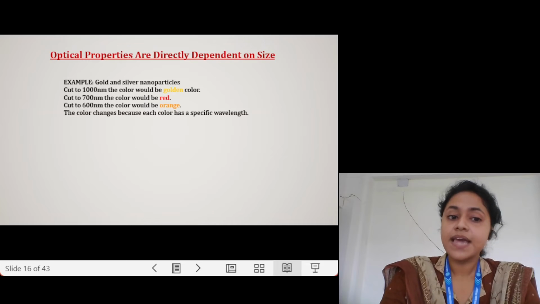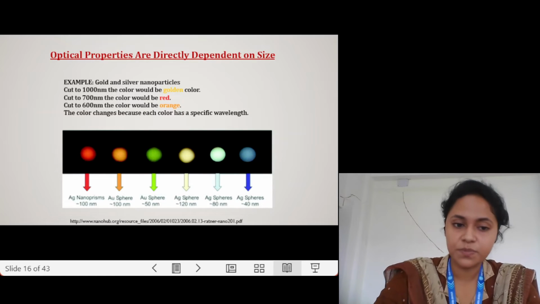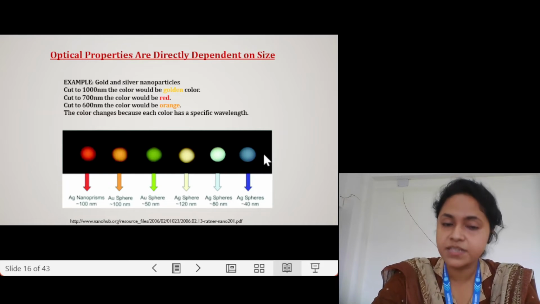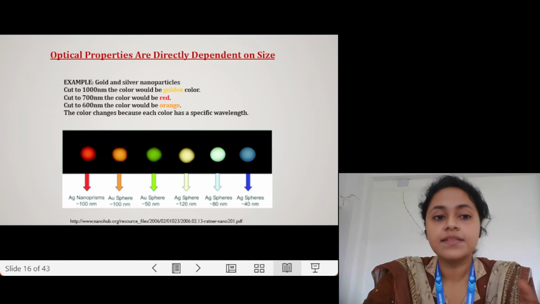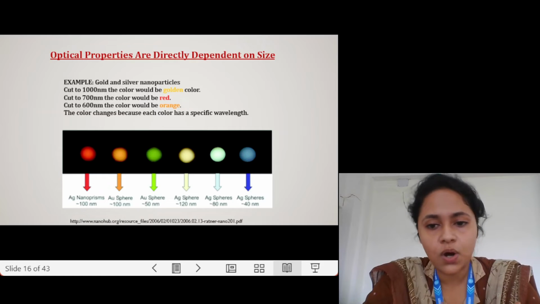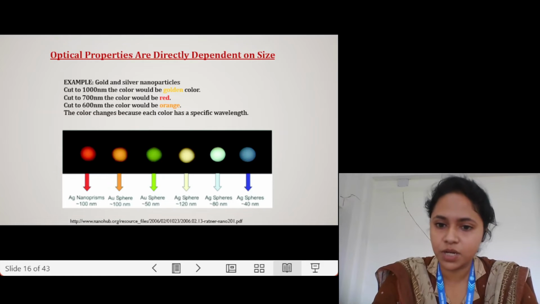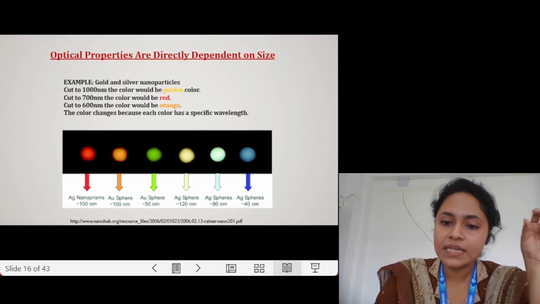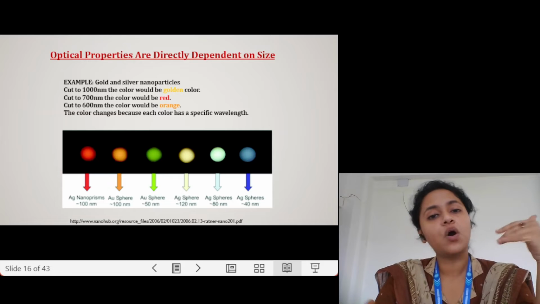So how? An example is silver and gold nanoparticles. If you see this picture, these all are actually gold or silver nanoparticles. But what is the difference? The difference in color is because of the difference in their particle size and nothing else. The chemical composition, gold or silver, whatever you take, is the same. Nothing is getting changed, only the particle size is getting changed. So by changing only the particle size, we will be able to change its optical properties or color.